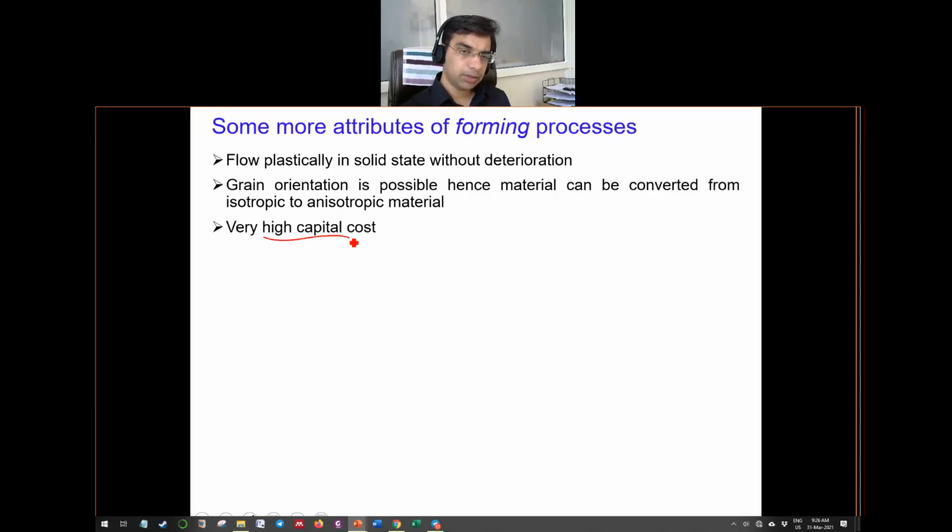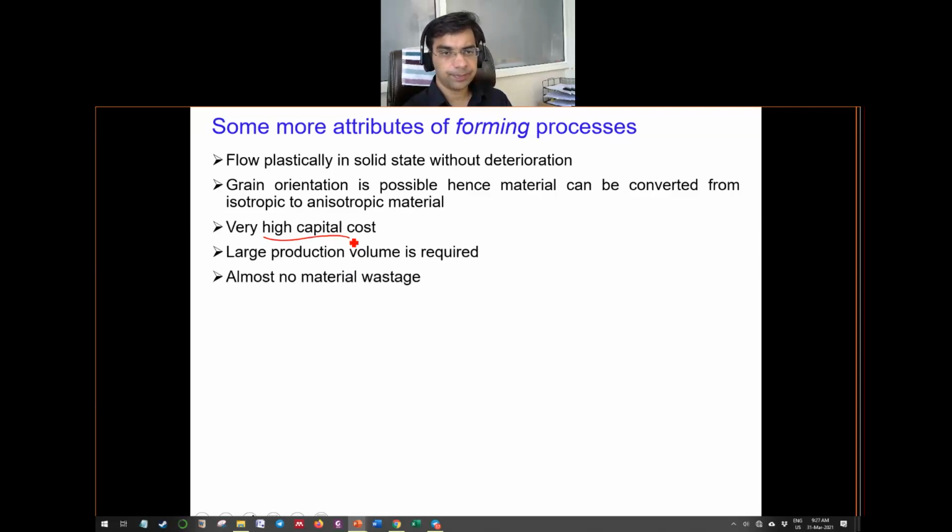So that high capital cost is basically offset by producing a large number of parts. So often you will observe the forming processes are capable of handling mass production type of scenarios in which the high number of pieces basically offset the initially invested high capital cost. So that is why large production volume is required to justify the high capital cost for the forming processes.